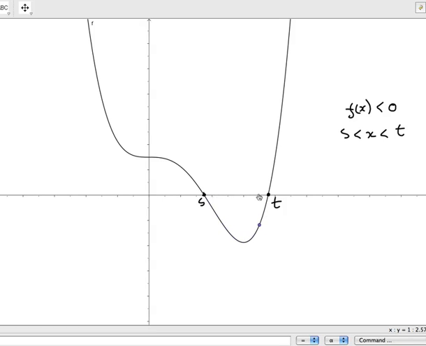So that statement's true. Any value of x less than s, the function value f of x has gone positive. It's above the x-axis. And for any value of x greater than t, again f of x is greater than 0. So f of x is less than 0 only for values of x between s and t. So this statement is true.